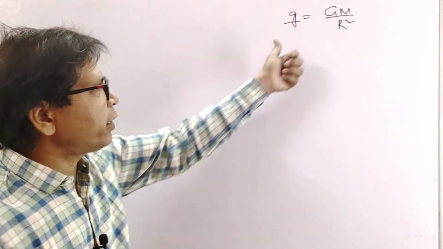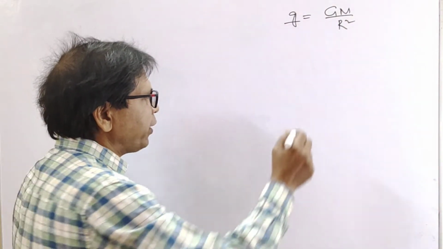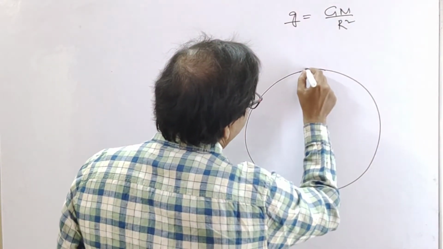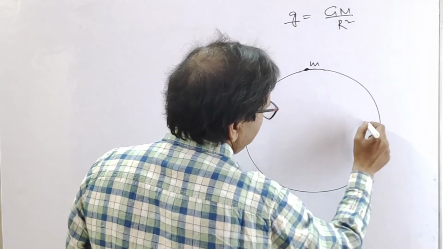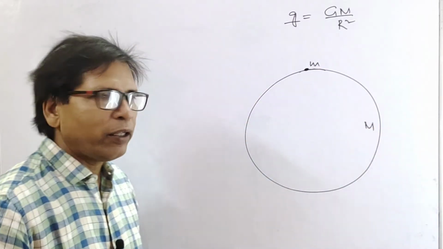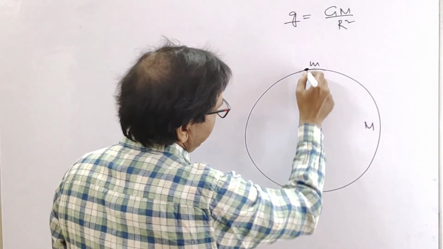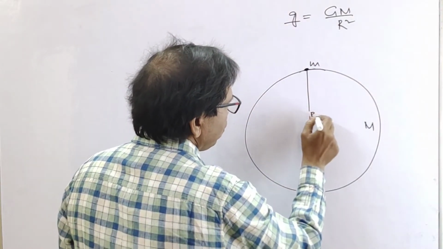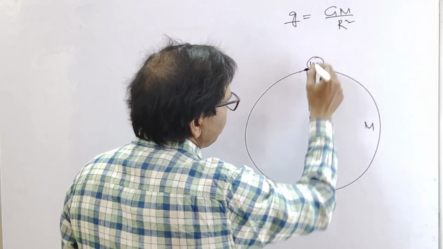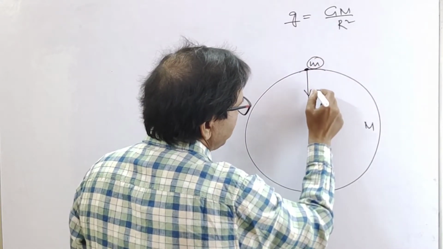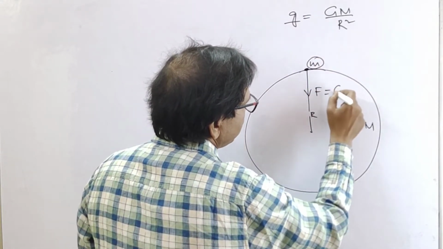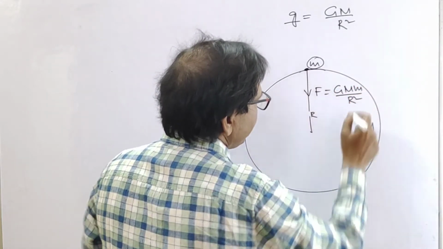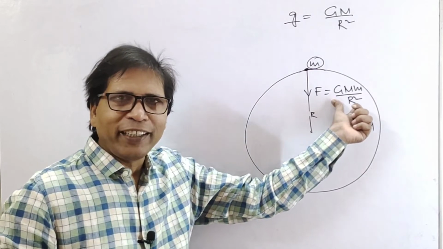Now we have to establish this relation. Suppose this is the Earth. A mass small m is on the Earth's surface. The mass of the Earth is capital M and its radius is capital R. Now the force of attraction on small m towards the center of the Earth is F equals G capital M small m by r square. This is the gravitational force of attraction.